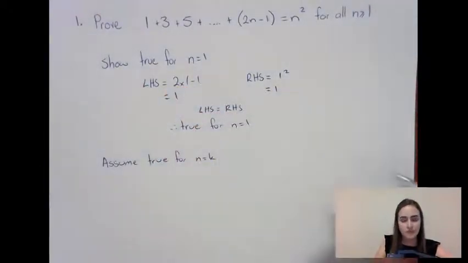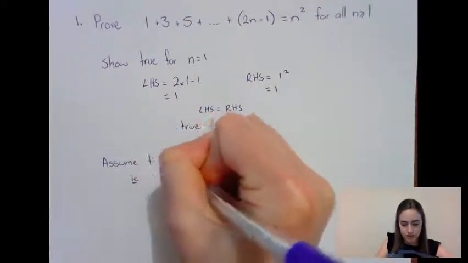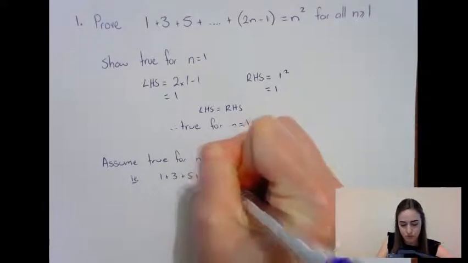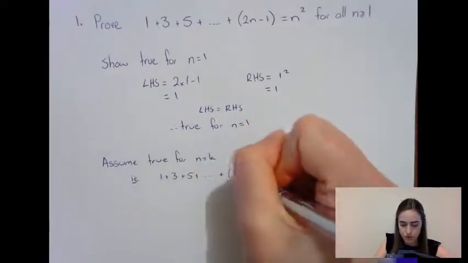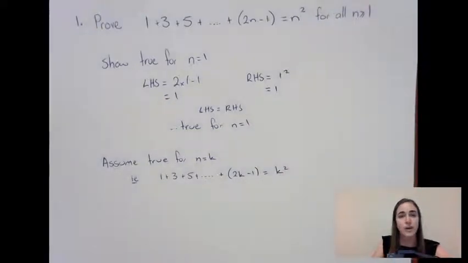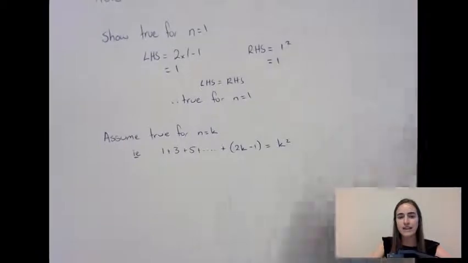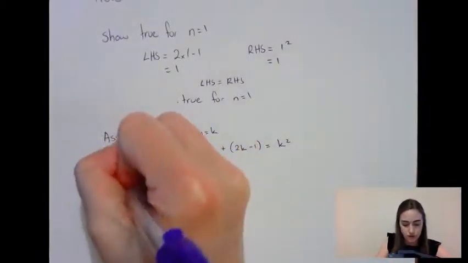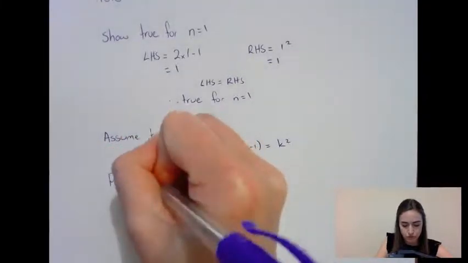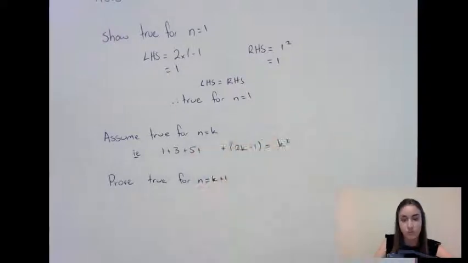Our next step is that we're going to assume that that statement is true for n equals k. So we're going to write out what that means. I.e., that means that 1 plus 3 plus 5 plus all the odd numbers up to 2k minus 1 is going to be equal to k squared. We're going to assume that's true, and then we're going to say that if that is true, then the next one has to be true. So we're going to prove true for n equals k plus 1.